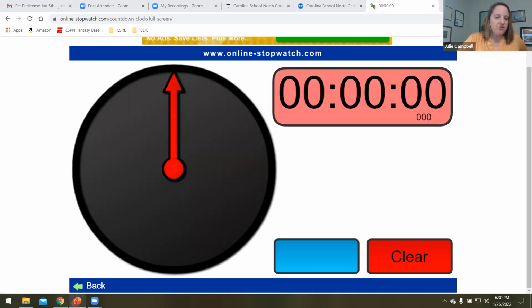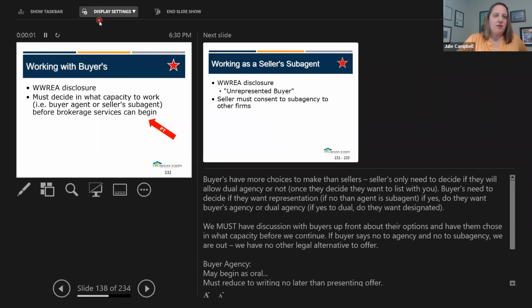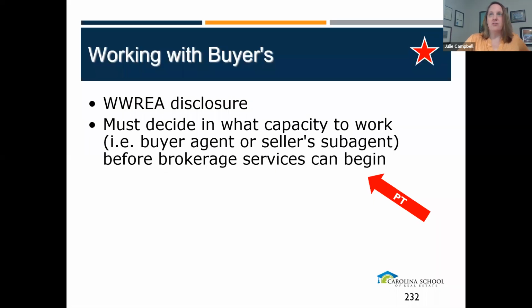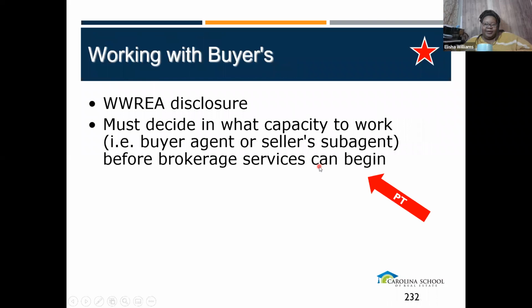So let's switch gears just a bit. We've worked with sellers. So let's talk now about working with buyers. What's the first thing you need to do in working with buyers? I already gave it away. When you work with a new buyer, what's one of the first things you need to do before you proceed far at all? Disclosure, WWREA. That's right, your WWREA.